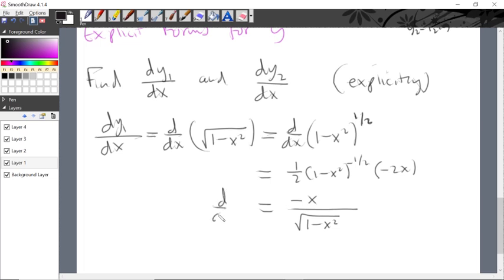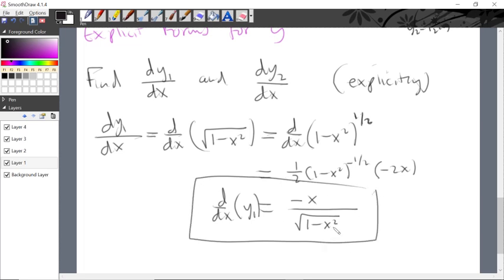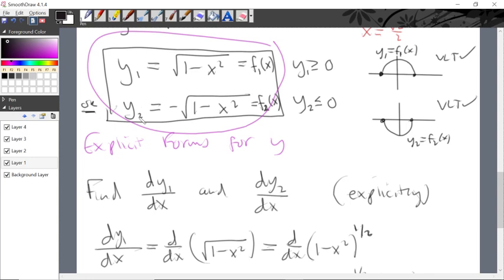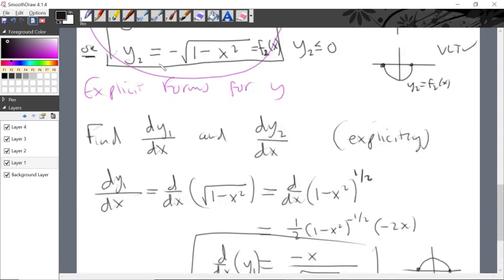Again, that is the derivative of y1. This is the expression we would use to find the slope of the tangent line if we're on the upper half of the unit circle. But only if we're on the upper half of the unit circle would we use this particular equation. Now what about the derivative for y2, or of the function f2 of x? Notice the only difference here is that we have a negative in front of the radical.